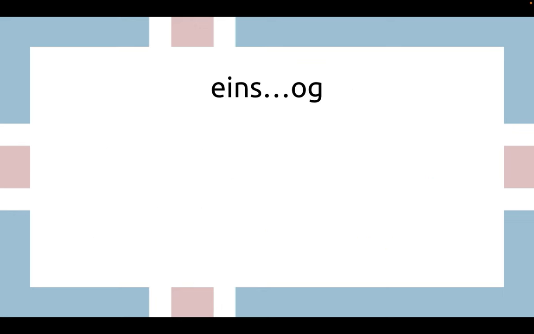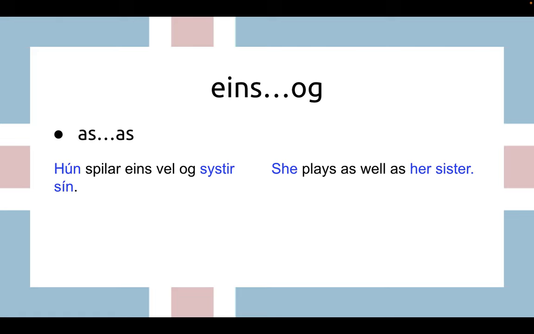The next situation is when we compare two different things using eins og. For example, hún spilar eins vel og systir sín. She plays as well as her sister. So eins vel og, as well as. And this is kind of the same idea that we were talking about earlier, where we're connecting two ideas with a conjunction. So we're saying she plays and her sister plays. And so we're comparing two things that each have their own subjects. And so we have the nominative on both sides.